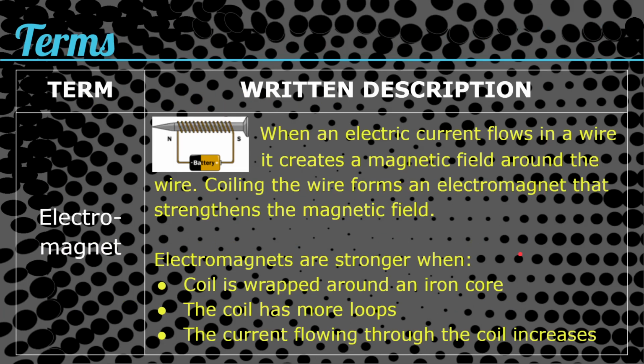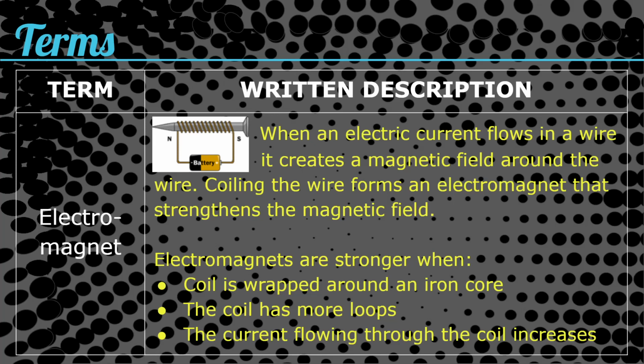All right, so let's go ahead and write down our next definition, and that is going to be for an electromagnet. An electromagnet is going to utilize some of these same principles that we were just talking about. An electromagnet is formed when an electric current flows in a wire and creates a magnetic field around the wire. If you coil the wire into a solenoid, then you can create an electromagnet that strengthens the magnetic field.